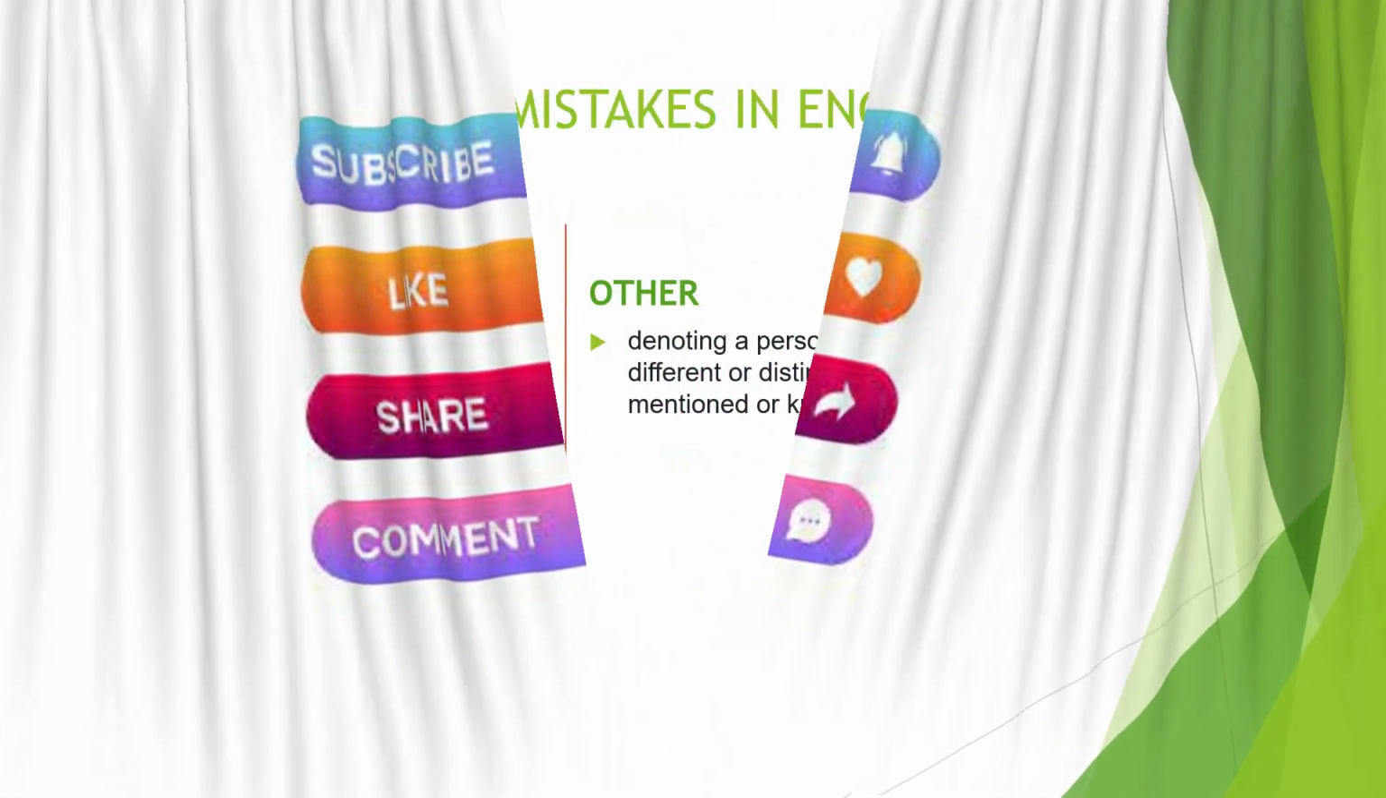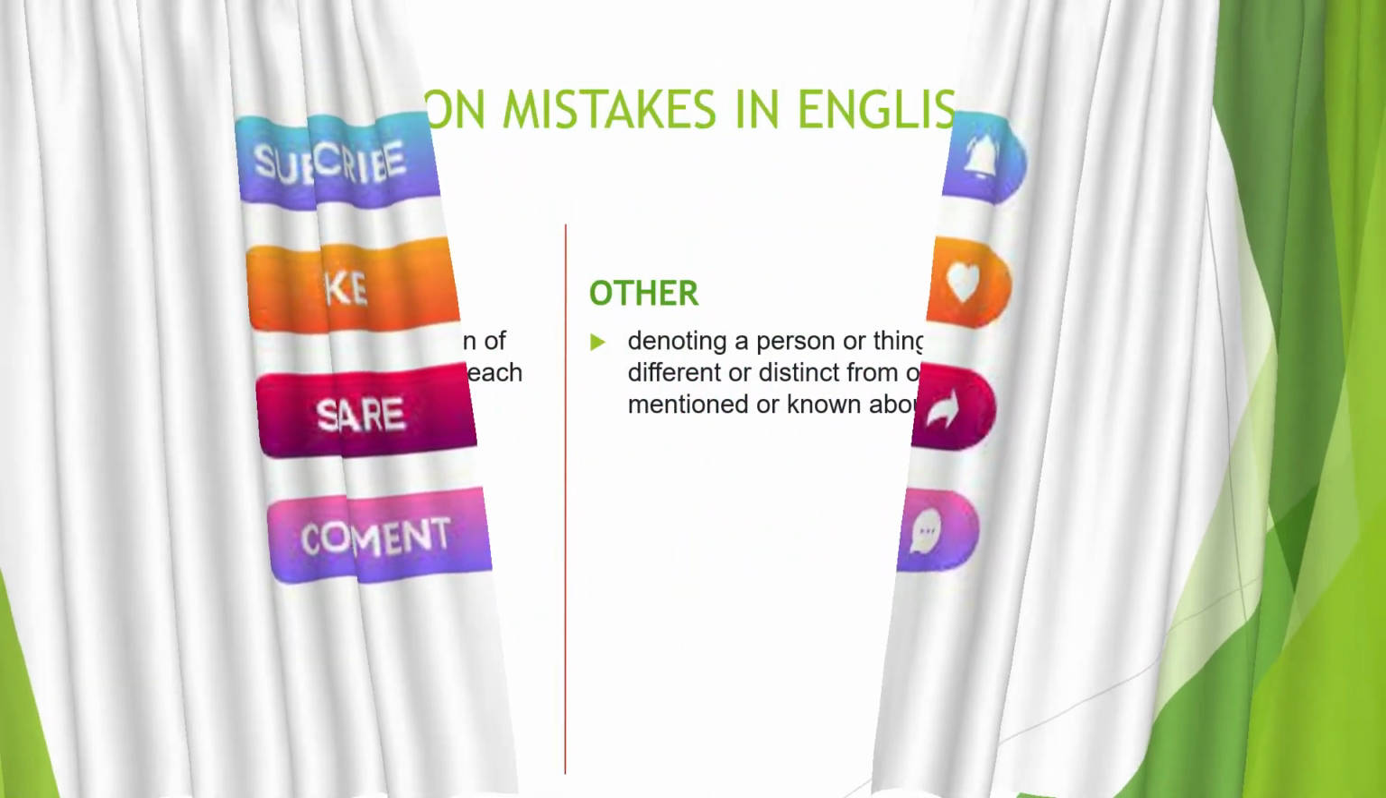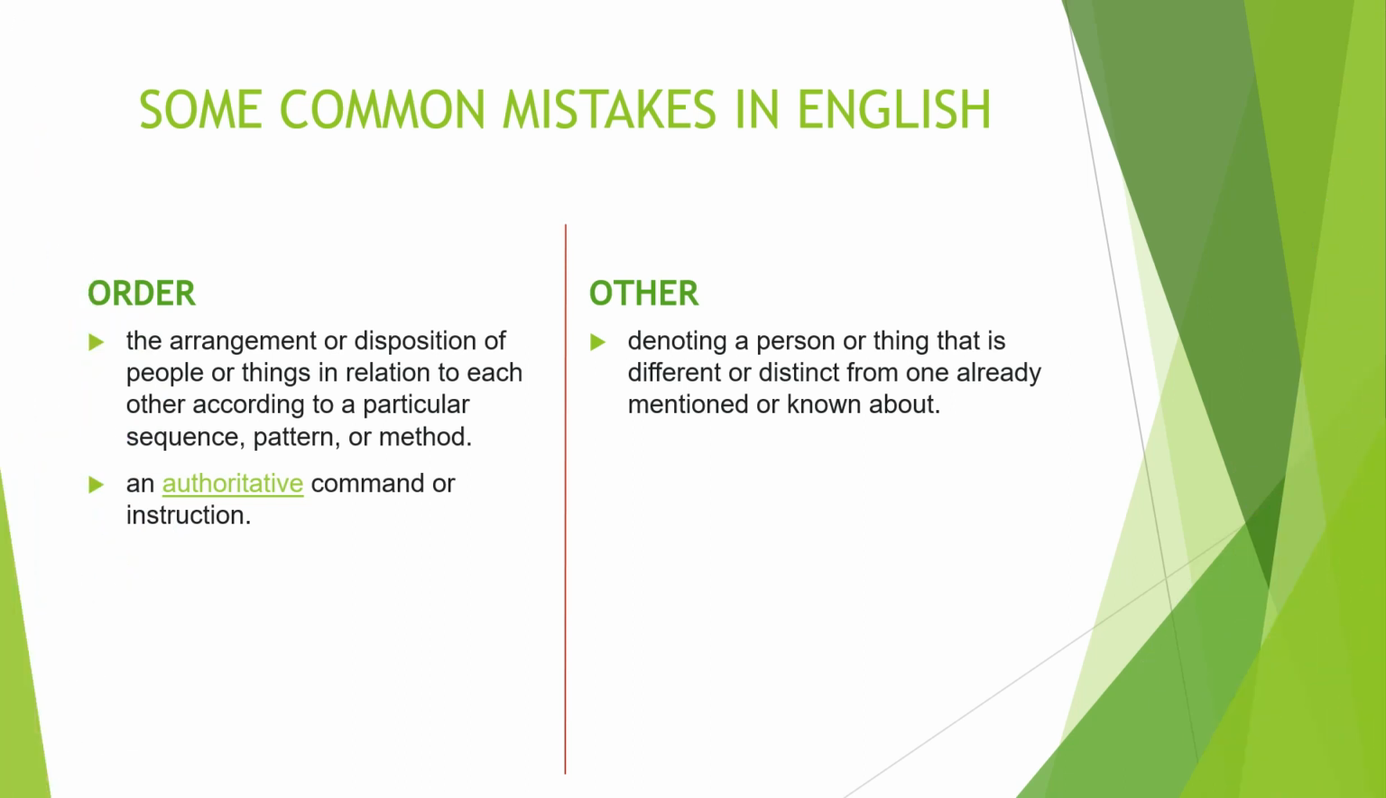Let's proceed to look at what we are doing today, some common mistakes in English. The first pair of words we are looking at, we have order, which is the arrangement or disposition of people or things in relation to each other according to a particular sequence, pattern, or method. So the key thing here is an arrangement.